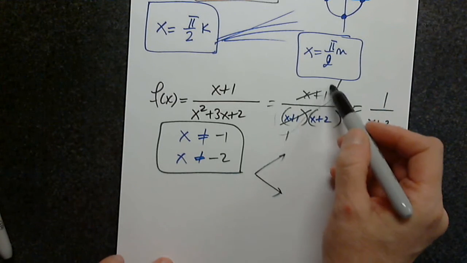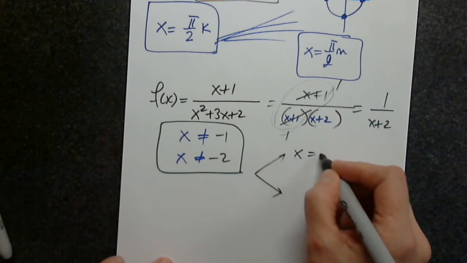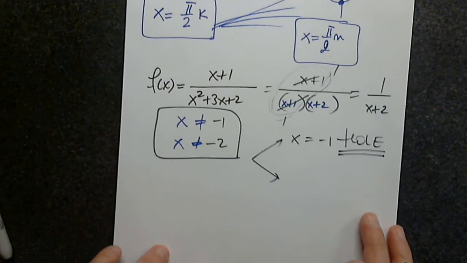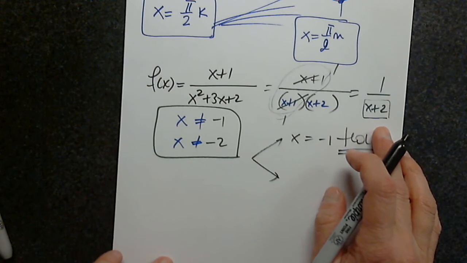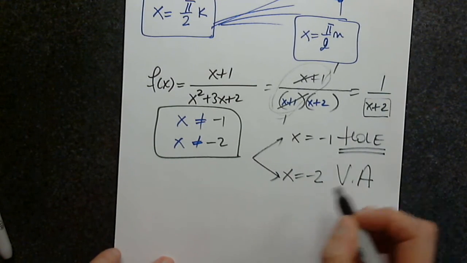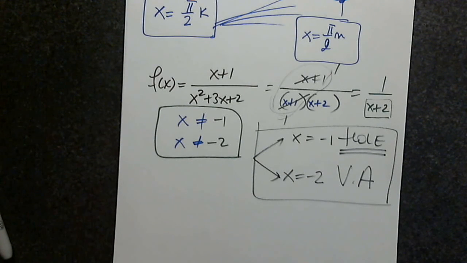If the factor of x plus 1 disappeared, at x equals -1 the function has a hole. The final still has the x plus 2 in the denominator, which makes x equals -2 a vertical asymptote. Please understand the difference. The factor that stays creates the vertical asymptote. The factor that disappears creates a hole.